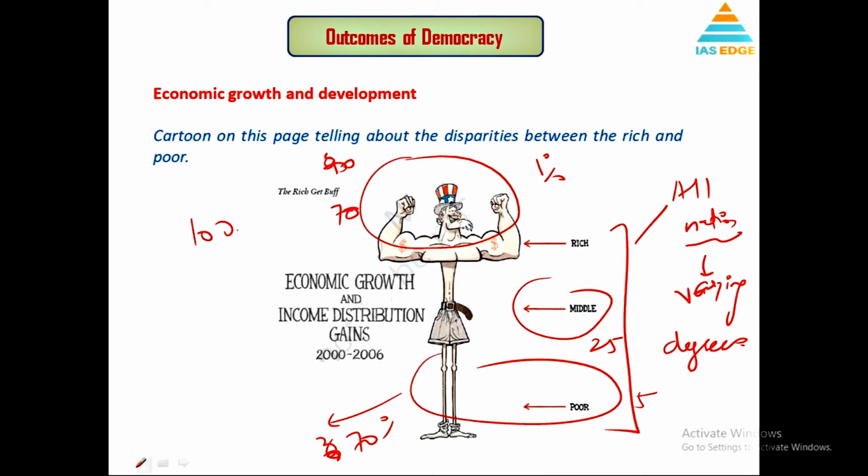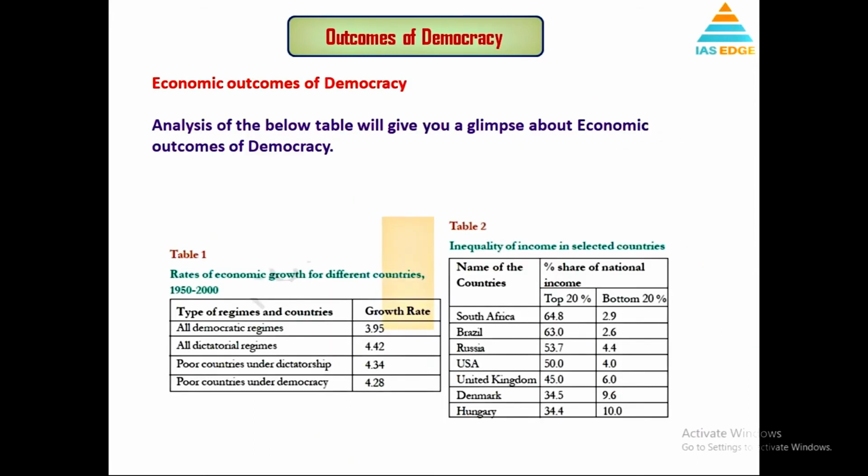ठीक है ना? So the rich, if I take 100 rupees as national income, they are having 90 rupees, or maybe 70 rupees of national income. The middle class, out of 70, maybe has 25, and the poor have just 5. The poor are around 60 or maybe 70% of India's population. The rich are hardly 1% of India's population, so they have 70% of India's wealth. The middle class is probably 20-25% of India's population, so they have 25% of the wealth.